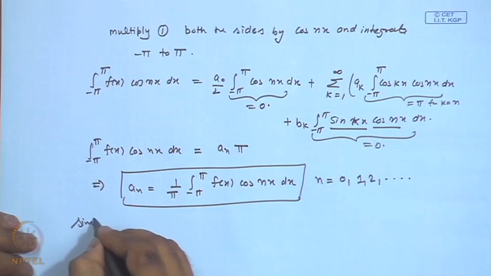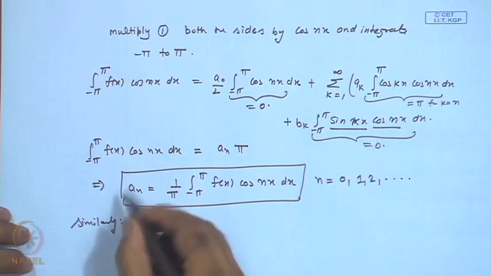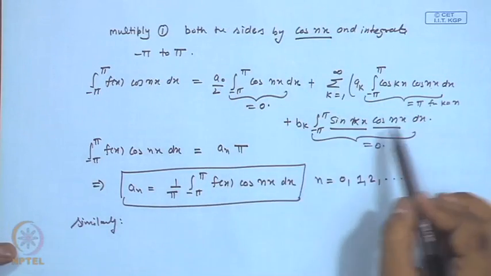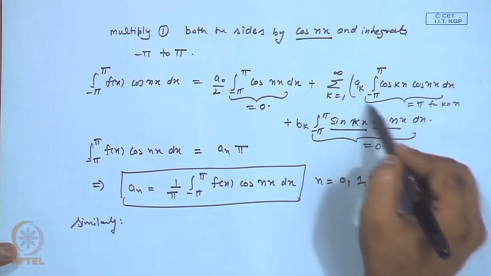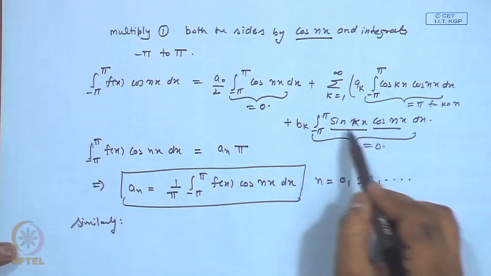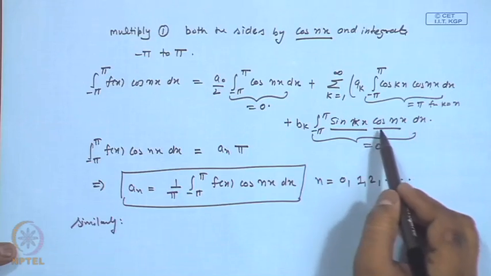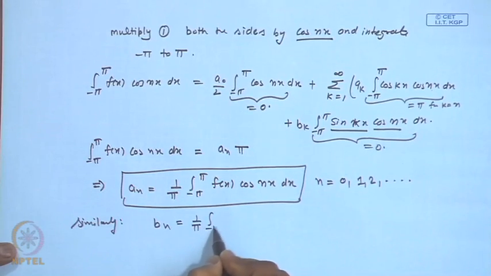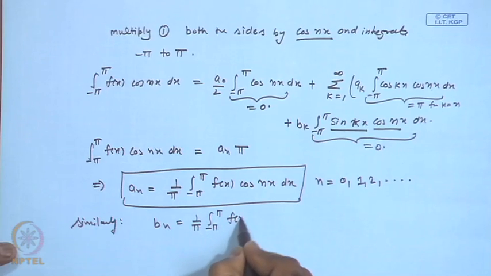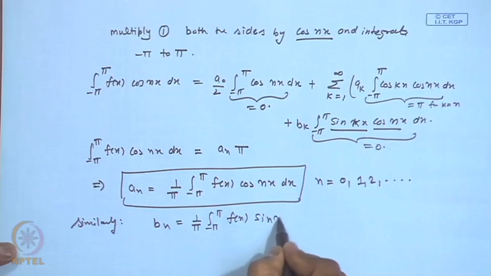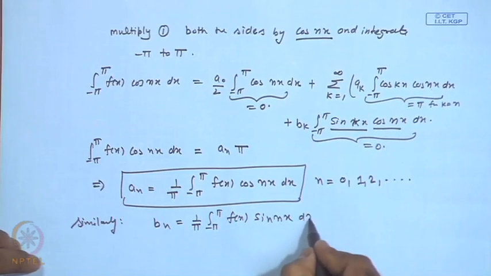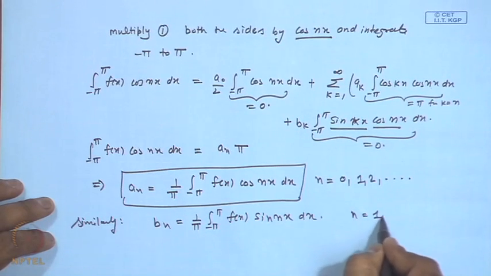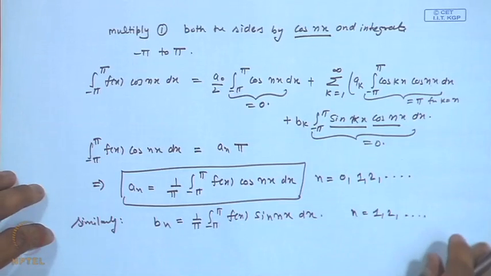And similarly, we can get this b n. So, we multiply instead of this cos n x by sin n x, and in that case this term will vanish, and here we will get pi, because of sin k x sin n x. So, in this case b n we will get 1 over pi, integral from minus pi to pi of f x sin n x dx. So, here the n are 1, 2 and so on.